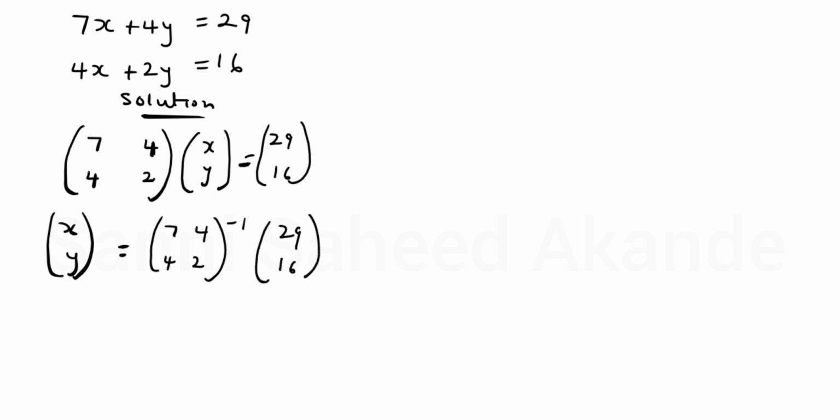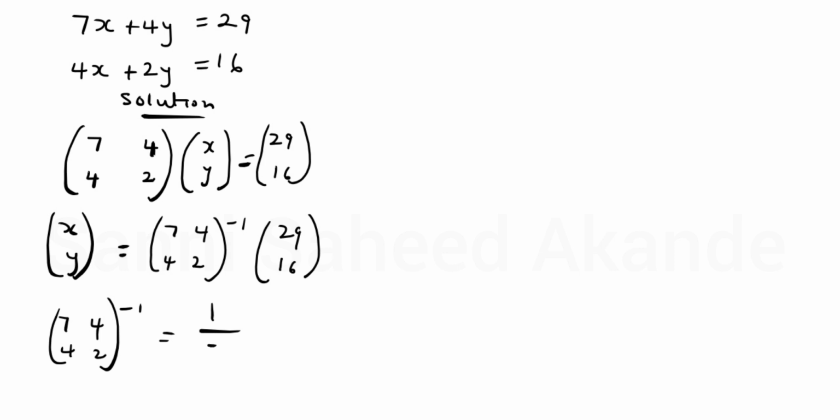But let's quickly find the inverse of this matrix. So what would the inverse of this matrix be? That would be 1 over the determinant of this matrix. And what is the determinant of this matrix? We have 7 times 2, that is 14, minus 4 times 4, 16. So 14 minus 16, that is -2.